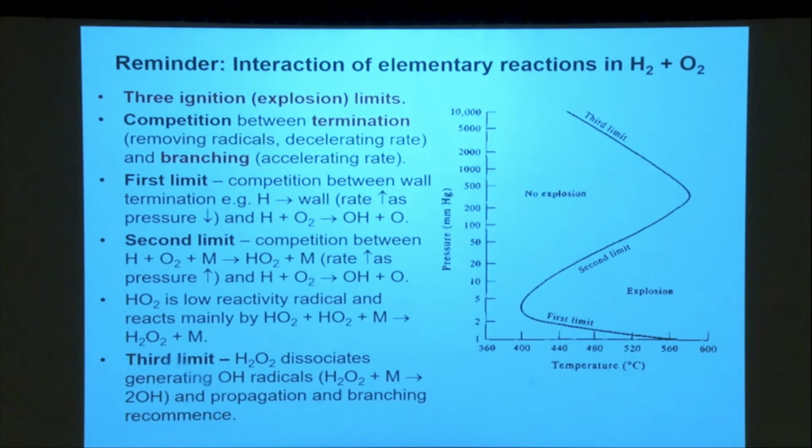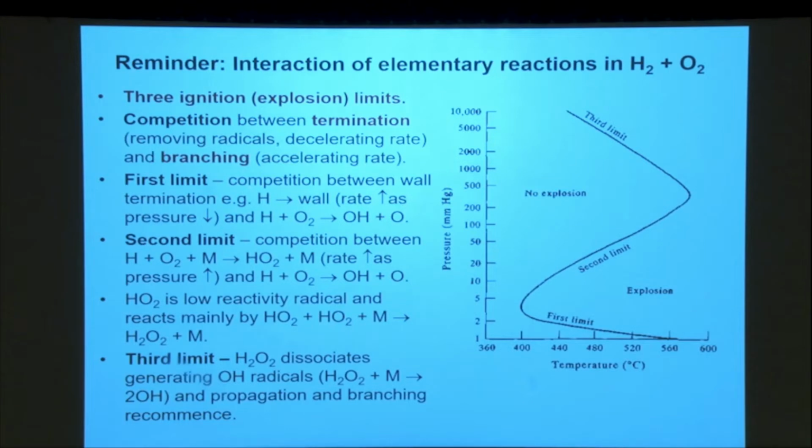As we cross the limit to different temperatures and pressures, we can move from a region where we see no ignition to a region where we see ignition, and then we can move back to no ignition and then back to ignition again. So why is that? We've got these three ignition or explosion limits. In general, the reason why we switch from one regime to another is because we've got this competition between reactions that are chain branching and thus accelerate the rate, and reactions which are termination and thus slow down the rate of reaction. And these vary with temperature and pressure.